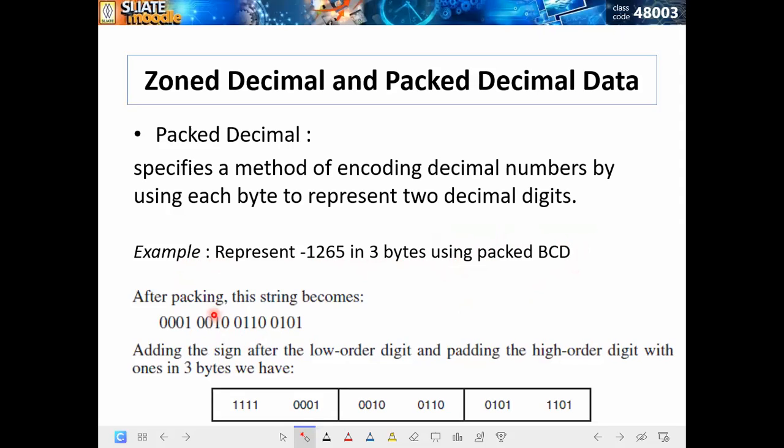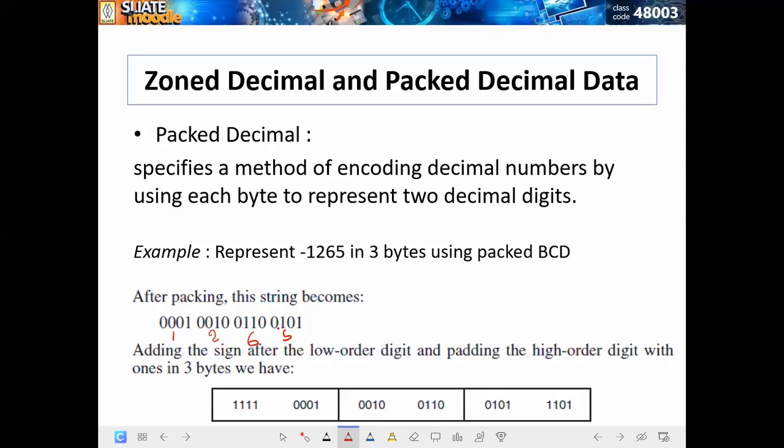First, if we write the values, after packing this string becomes, right? We can write it this way first. This is the 5. This is 6. This is 2, and this 0001 means 1, right? This is how the BCD representation for each digit should come.